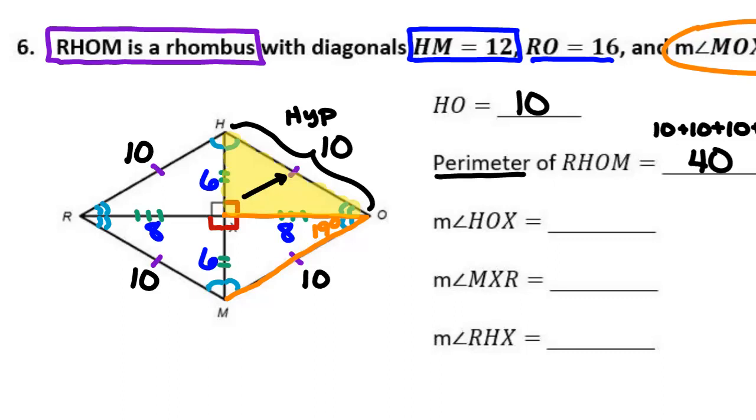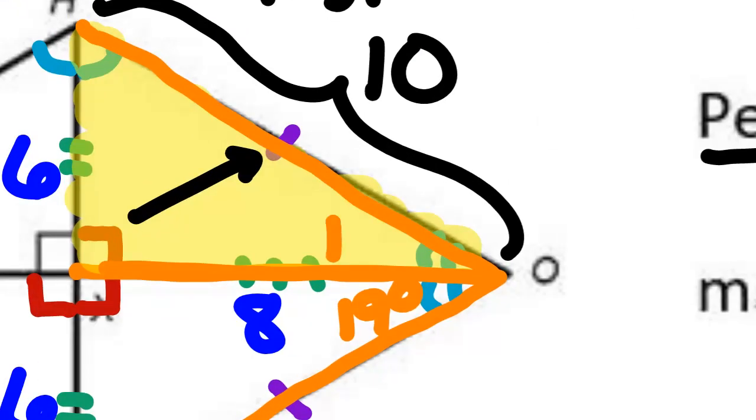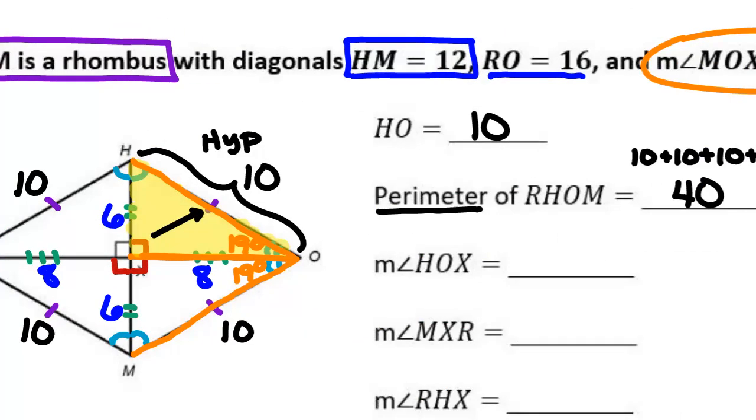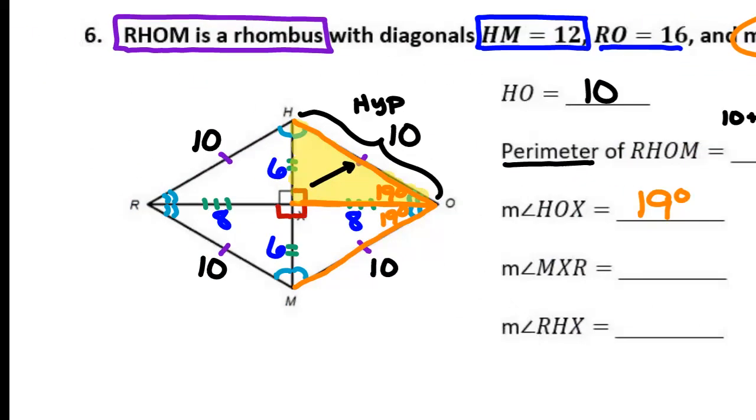All right, now we're going to look for some angles. I want the measurement of angle HOX. HOX, this angle right here. How big is this angle? 19. It is congruent to MOX. So this would be 19 degrees. MXR. How big is that angle? 90 degrees.